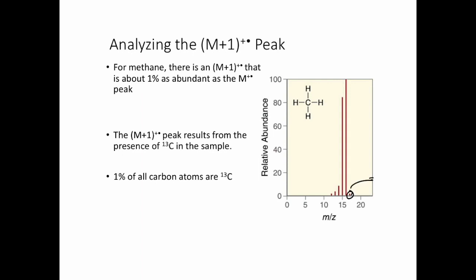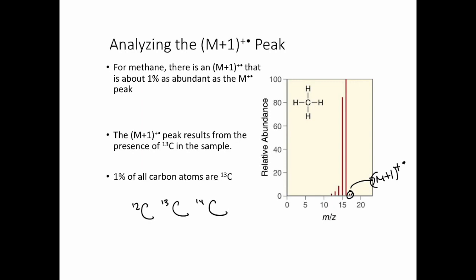This is called the M+1 peak. The M+1 peak results from the presence of the isotope carbon-13 in your sample. So remember that carbon has 3 isotopes, carbon-12, carbon-13, and carbon-14. The weight you see on the periodic table is an average of those isotopes taking into account their natural abundance. However, when we're thinking about a mass spec, that mass spec is going to detect the exact mass of the particular carbons in your sample.